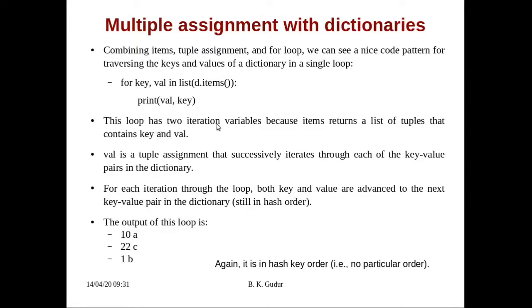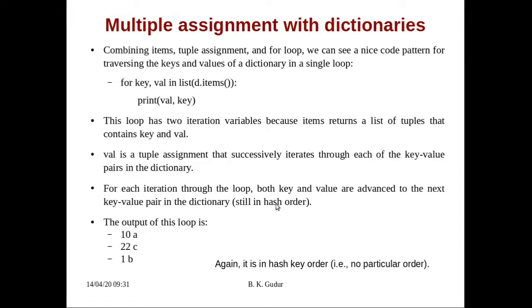This loop has two iteration variables because items returns a list of tuples containing a key and value. So this is going to return a list of tuples which will be key and value. Val is a tuple assignment that successively iterates through each of the key-value pairs in the dictionary. For each iteration through the loop, both key and value are advanced to the next key-value pair in the dictionary. So that is still in hash order, meaning we cannot predict the order.